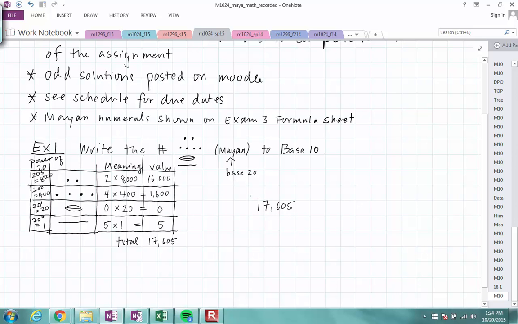So just to backtrack a minute, what we're doing here with the meaning, this is the part that we're really converting from the meaning in Mayan, that I have 2 20 to the 3rds, or 2 in that place, the 4th place value, or 4th place, and then I'm translating it to base 10 in this meaning column. So after each place is converted to a base 10 number, then we just add up like we normally would in base 10 to figure out what overall that base 10 number is, or the number as we know it, 17,605.